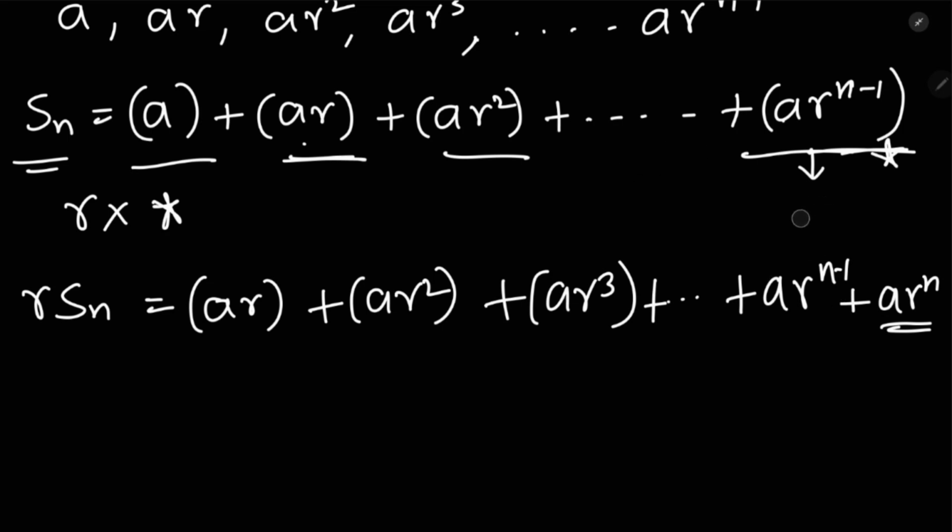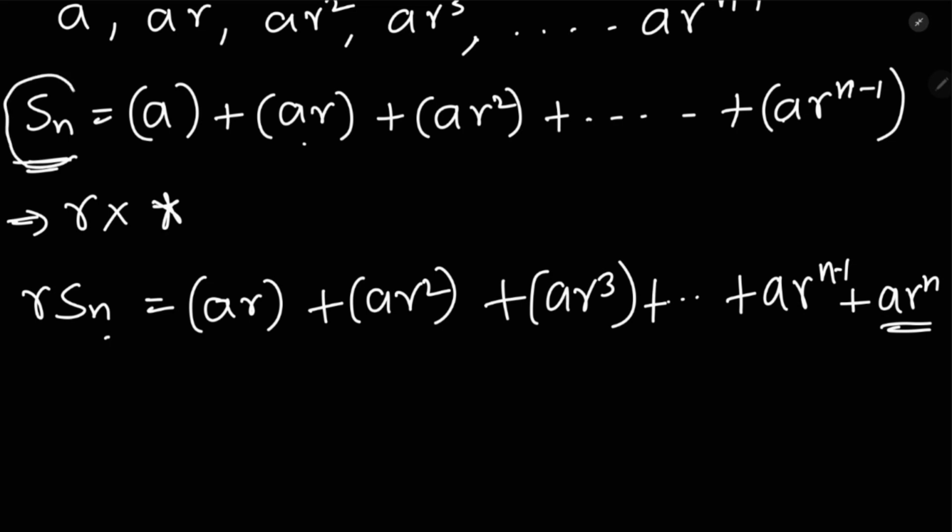So let me clean this up a bit. So we have these two equations, Sn and r times Sn. Now what I'll do, I'll subtract this from this. So let me write that down, Sn minus r times Sn.